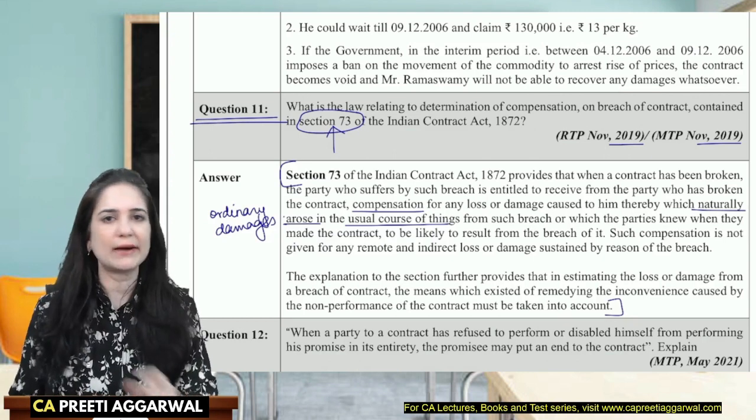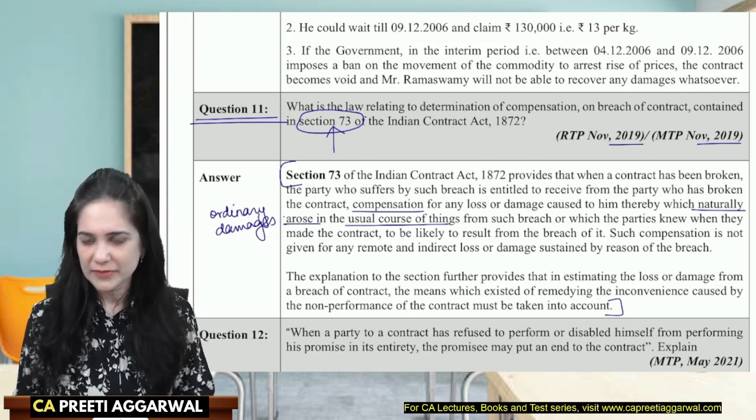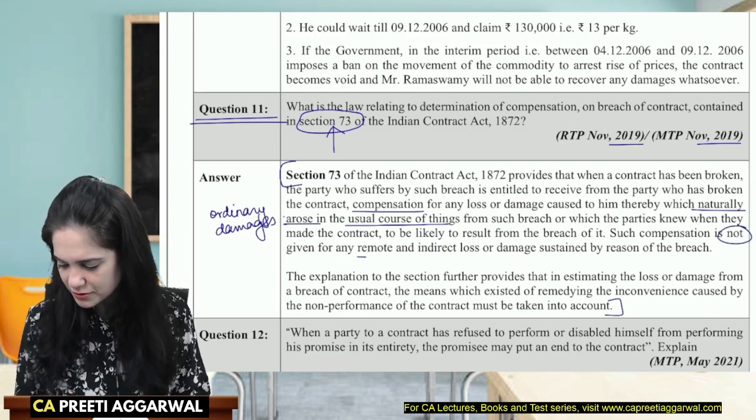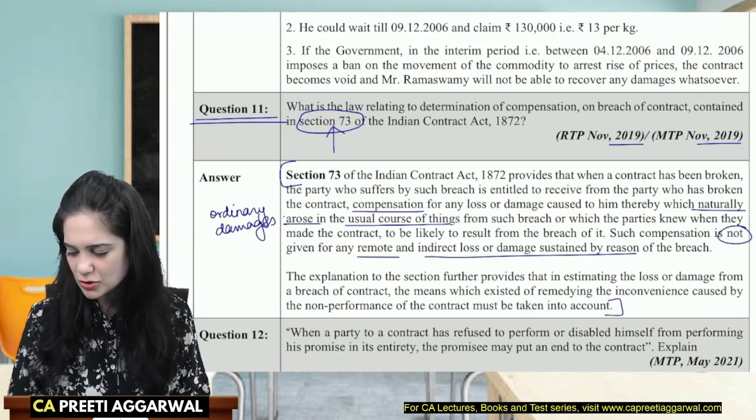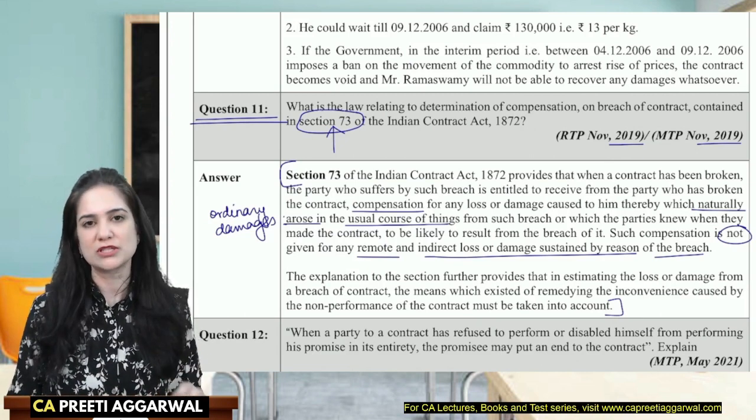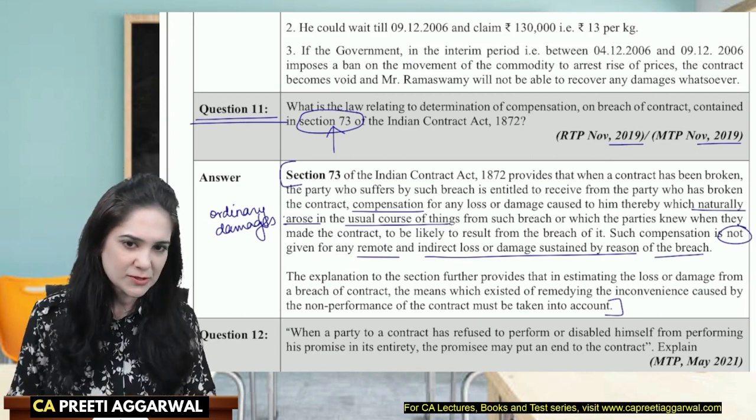Breach हुआ है इसीलिए damage हुआ है, breach नहीं होता तो damage भी नहीं होता. This compensation is not given, okay? It is not given for remote or indirect loss or damage. It means you cannot claim loss for remote or indirect damage.